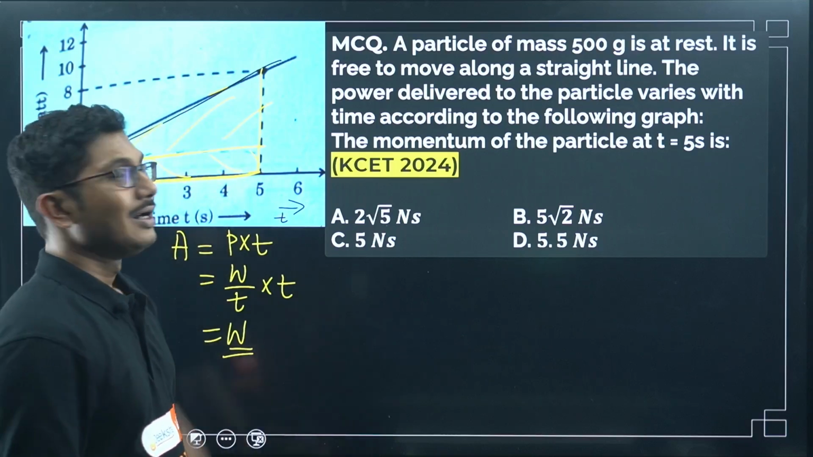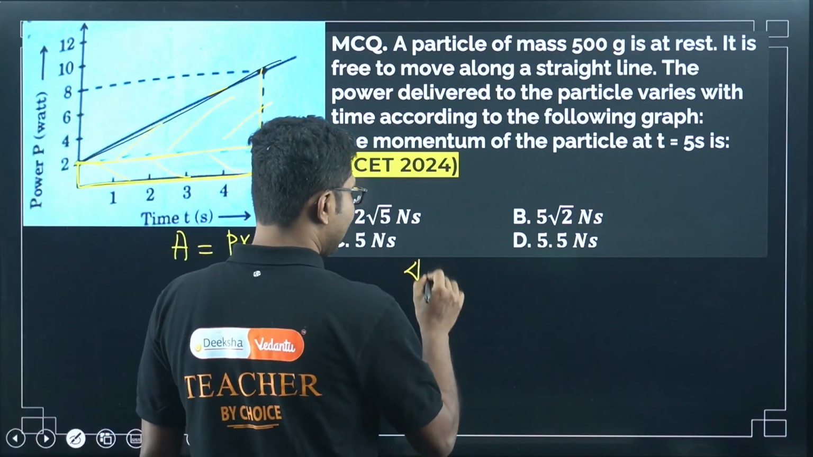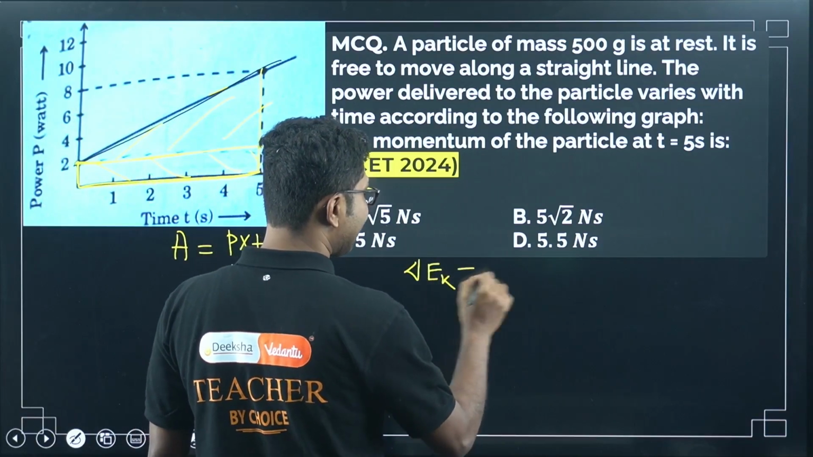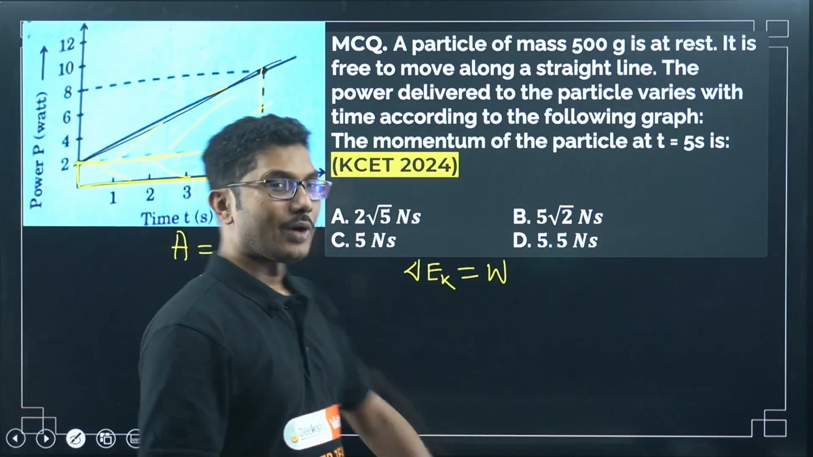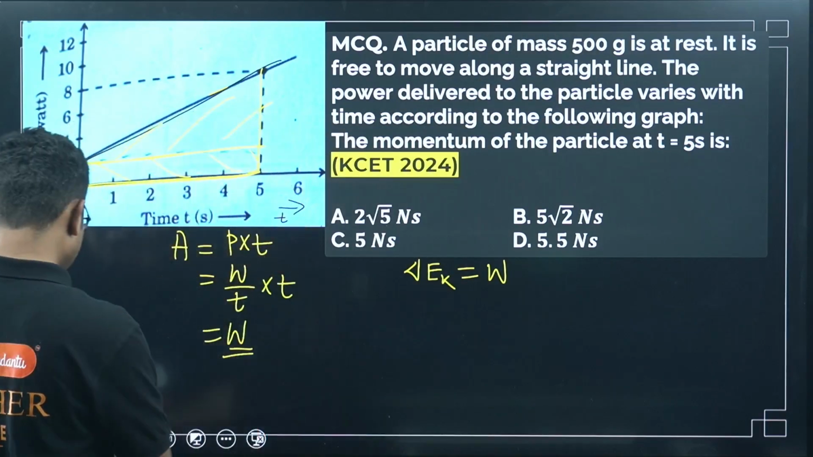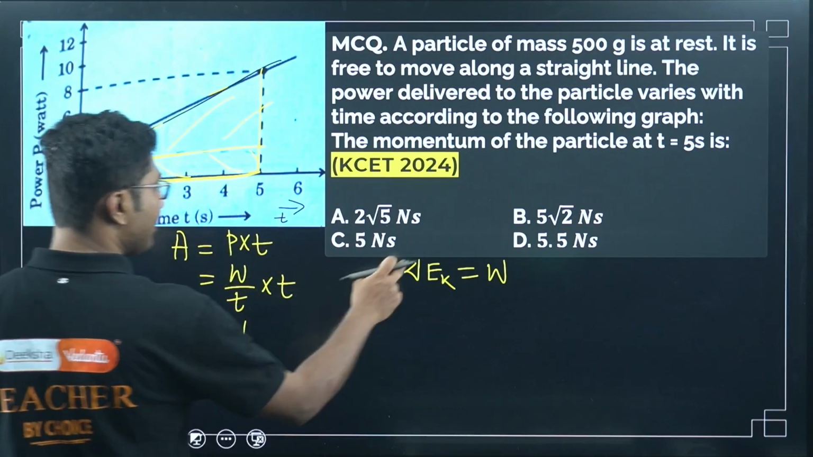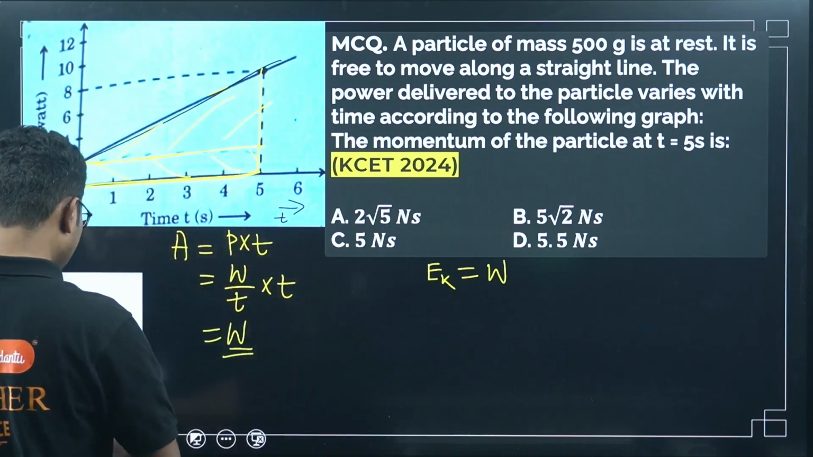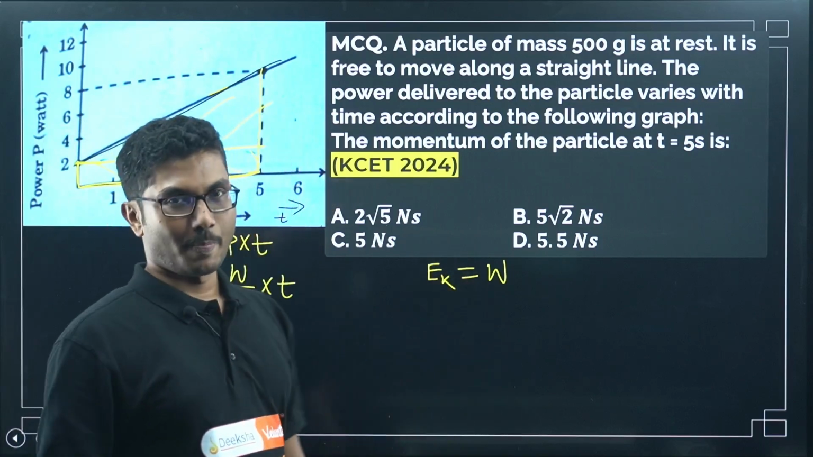Now in the part where we have learned that delta Ek, that is the change in kinetic energy, equals work done, right? This is the work energy theorem. Now initially it was at rest, so the initial kinetic energy was zero. The final kinetic energy will be equal to Ek. So Ek minus zero equals W. So Ek itself will be W, right?